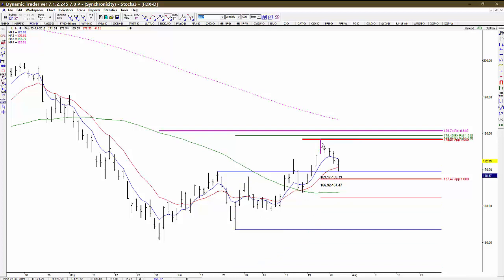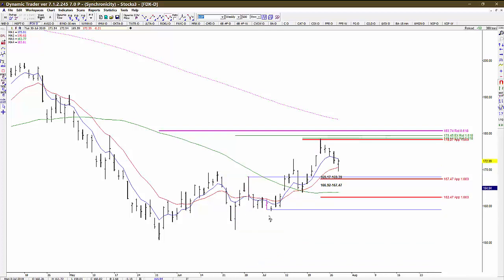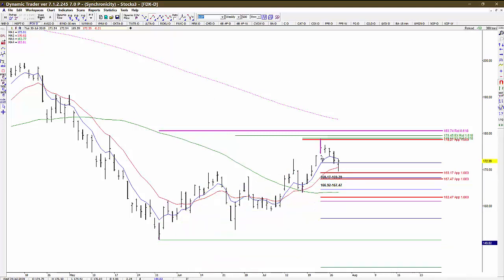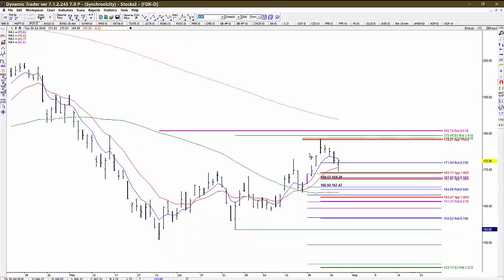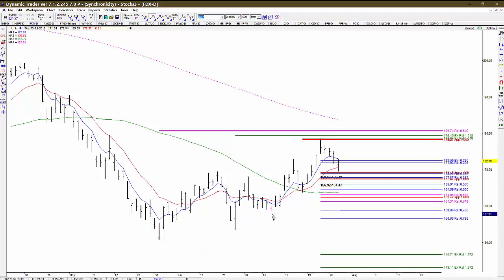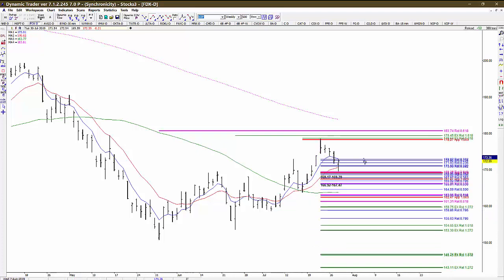This will come in way lower. This prior high low comes in at 169.17. And now let's try the retracements. So I'm going to run the retracements of the full swing and then some of these swings inside of that larger swing. See if we can overlap that support.